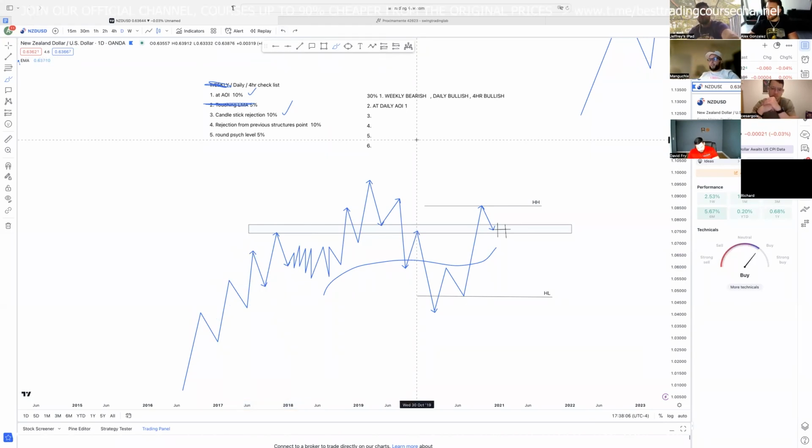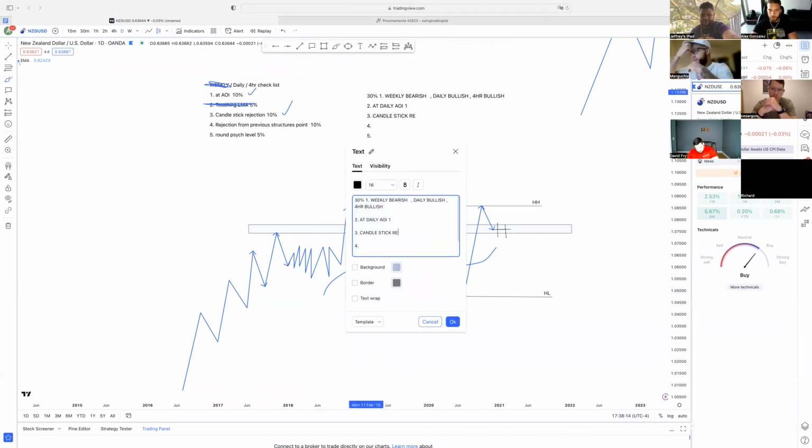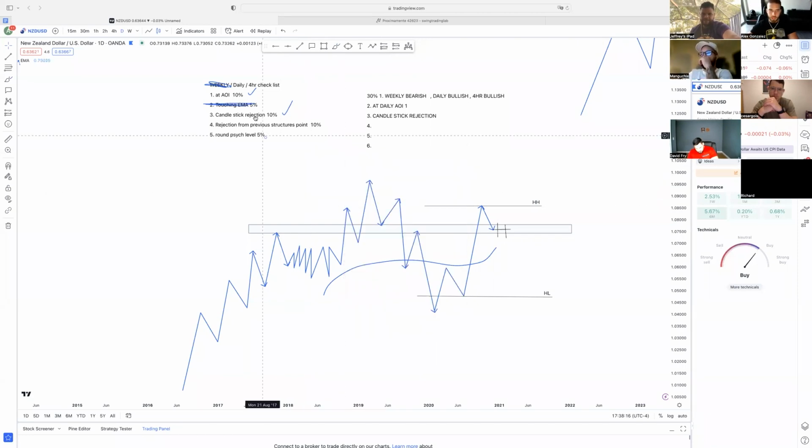You guys are seeing how it's so simple, right? It's like right in front of us. Like I'm not making any of this up, right? So this is where we come here, we add candlestick rejection because it's there. Are we at a previous structure point? No, we are not at a previous structure point. And do we have a round psychological level?